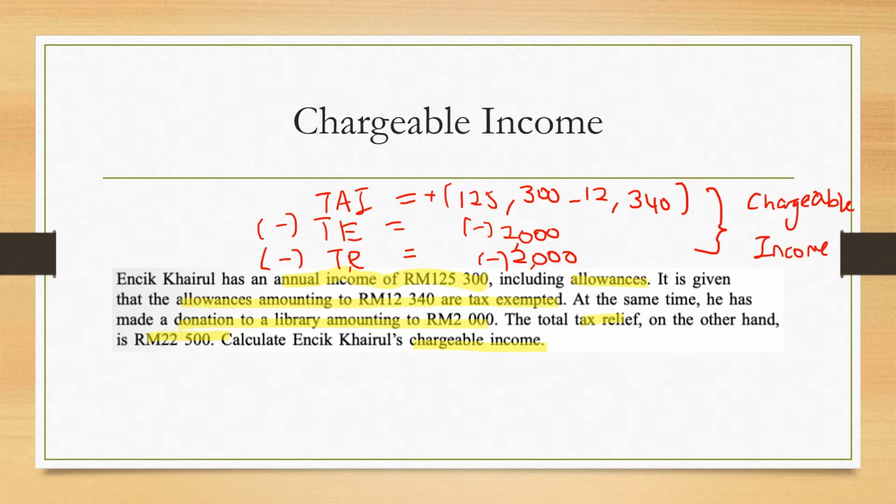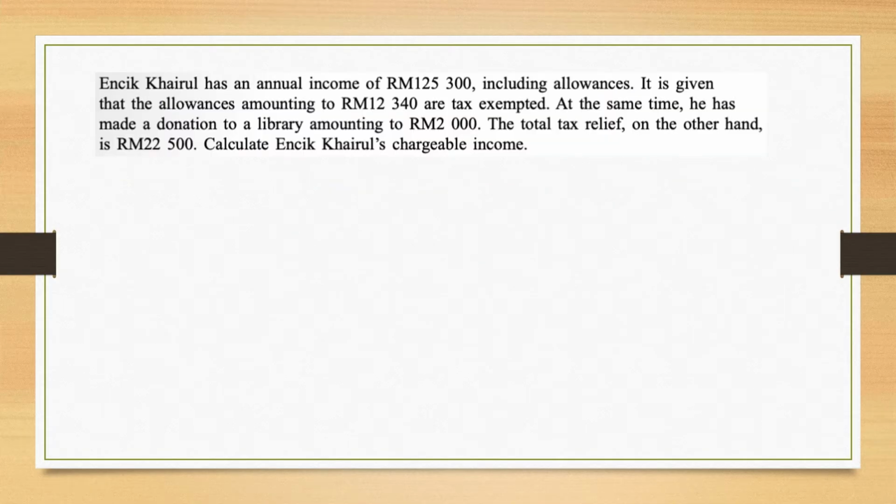So now let's look at this question and do it together. As I mentioned before, your annual income is 125,300 ringgit, allowances amounting to 12,300 are tax exempted, so you have to minus the figure out. Donation figure of 2,000 ringgit, you have to minus this for tax exemption. And lastly, tax relief is 22,500 ringgit. From there you calculate your chargeable income. Now let's first look at your total annual income.